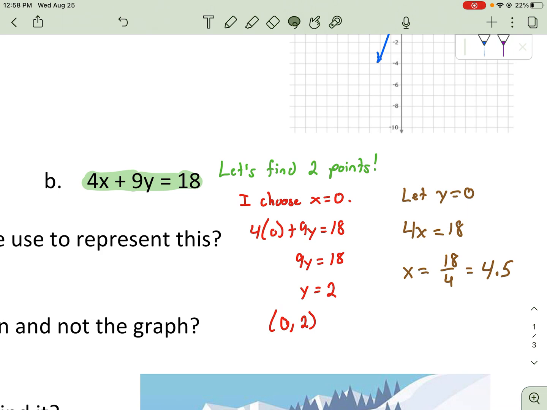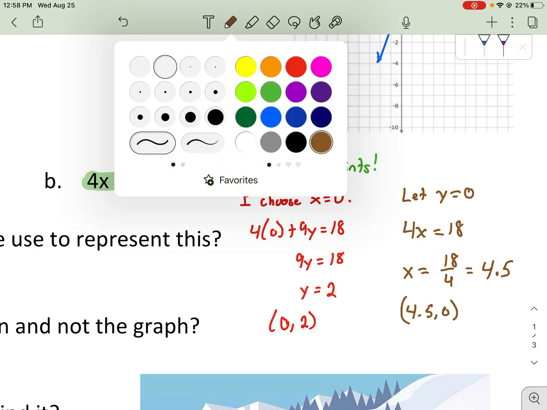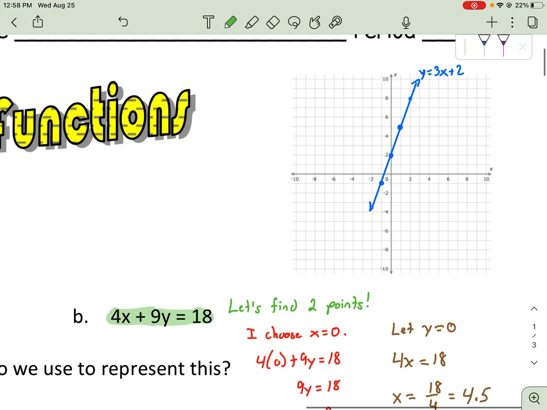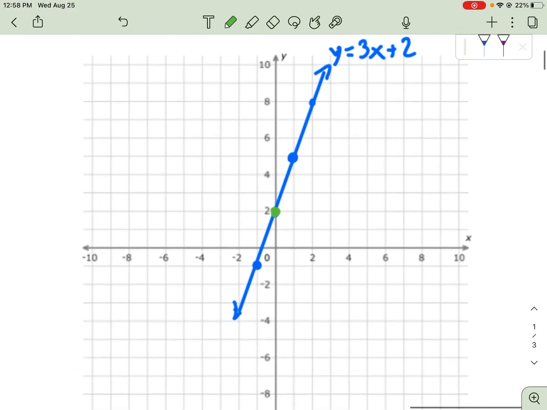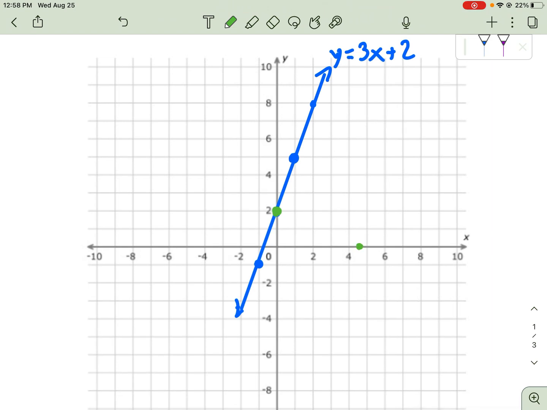Okay, so now we have the points 4.5, 0. So let's show this graph in green. We have 0, 2, which is that same point, and then 4.5, 0. So just estimate where 4.5 is, and then draw a line connecting those 2 points. And that is your other line.